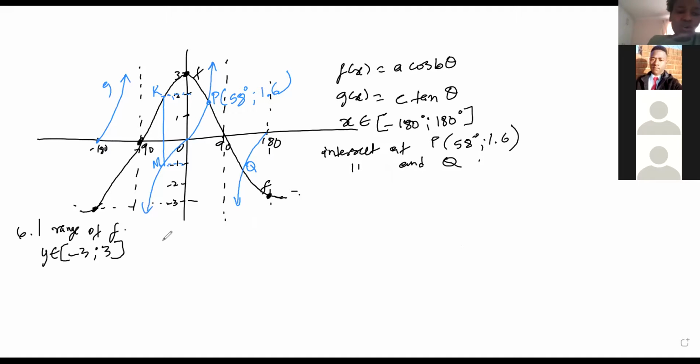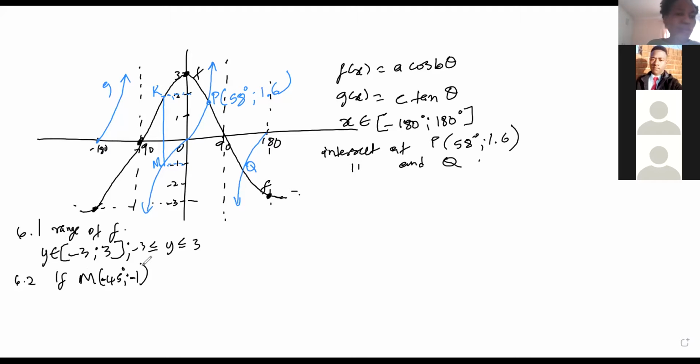So that's that. Or you can write this as less or equals to 3, greater or equals to -3. Either way you write it, it's still fine. Then 6.2. If M is (-45, -1), if M lies on graph G, determine the value of C.